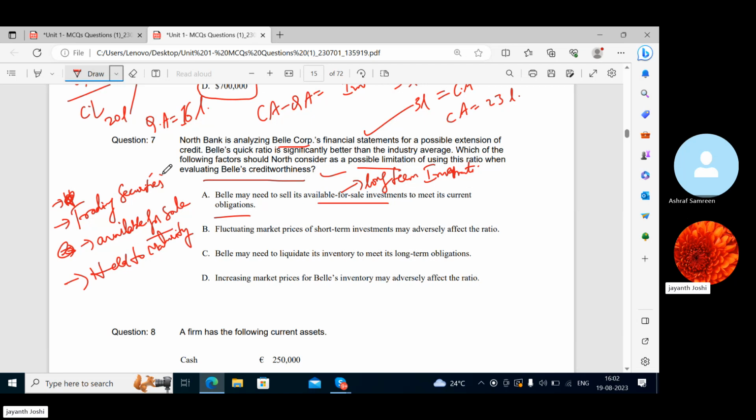Trading securities are only meant to sell. There are certain brokerage firms or traders who have some securities. They hold those securities with the motive to sell immediately in the market if they get a customer, right? That means these kinds of securities are like inventory for them.